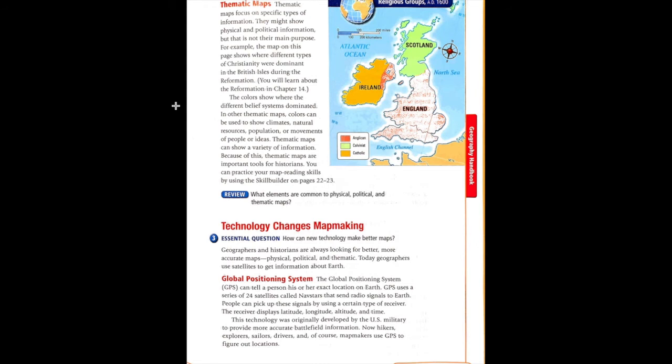Thematic maps. Thematic maps focus on specific types of information. They might show physical and political information, but that is not their main purpose. For example, the map on this page shows where different types of Christianity were dominant in the British Isles during the Reformation. The colors show where the different belief systems dominated.